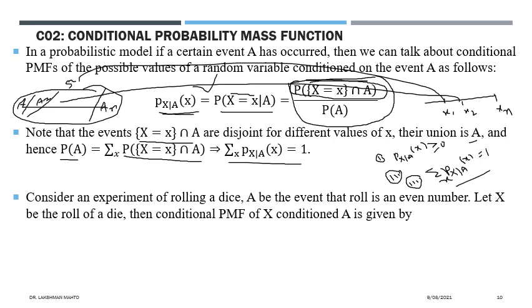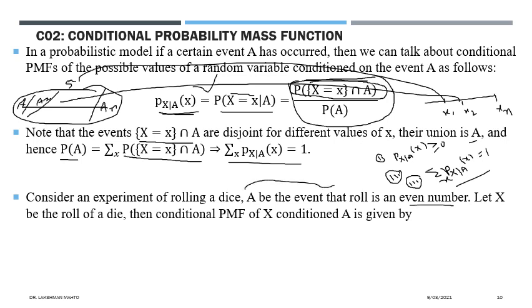So this conditional probability is satisfying all these three properties, and hence we can claim that this conditional probability mass function is a legitimate probability mass function. So now I'm taking one example. We consider an experiment of rolling a dice, and A be the event that the roll is an even number.